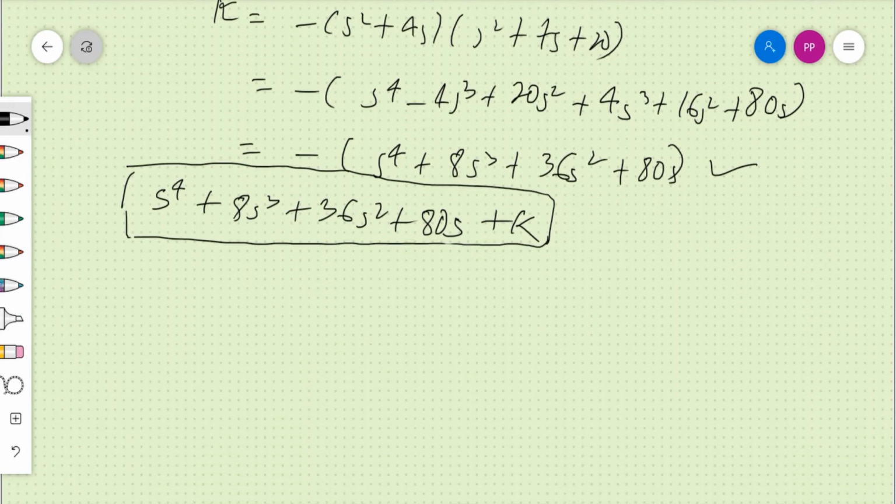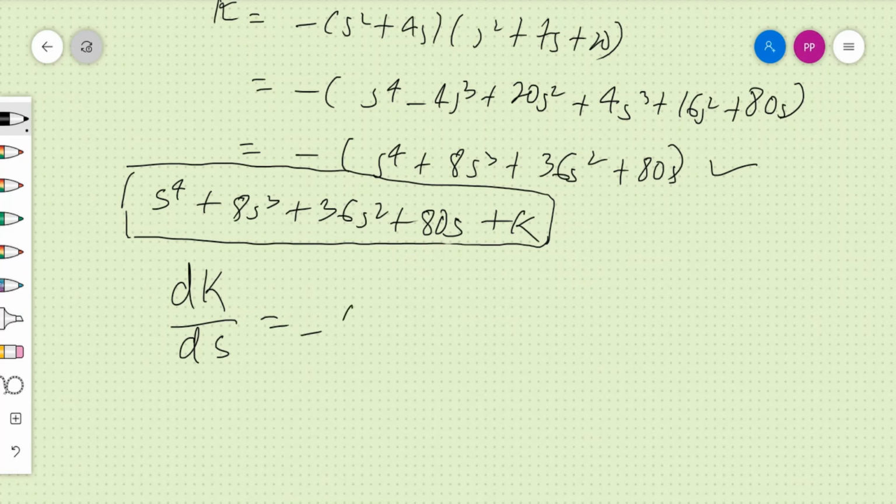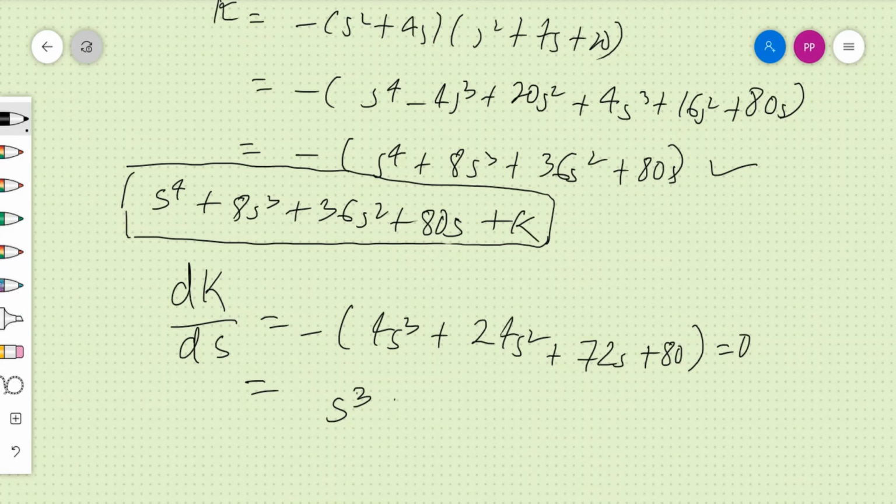So from this you find dk by ds. Differentiate k with respect to s. So you will get minus of 4s cube plus 24s square plus 72s plus 80 equal to, make it 0. Once you make it 0, the 4 can be taken in common and we get a simple equation in cubic form: s cube plus 6s square plus 18s plus 20 equal to 0.